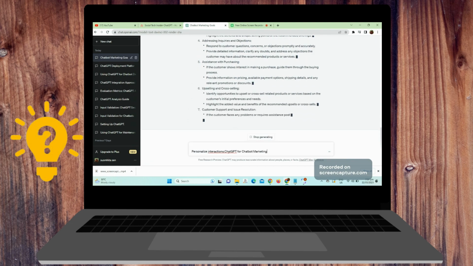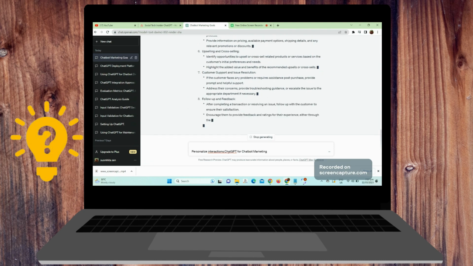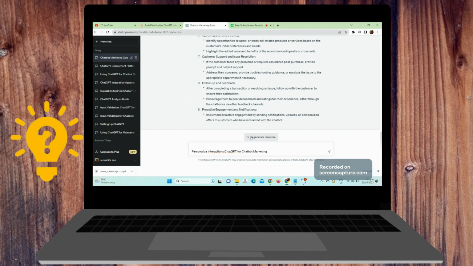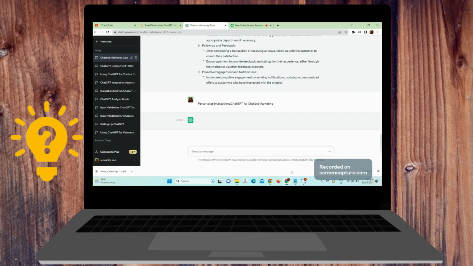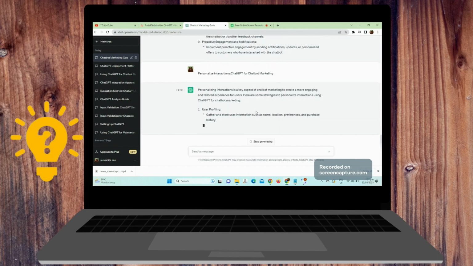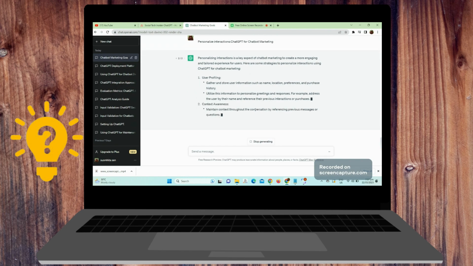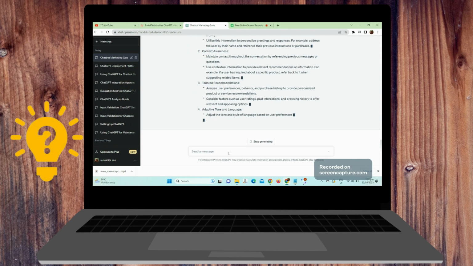Fourth is capture lead and user information. Design the chatbot to capture user information and leads when appropriate, ensuring transparency and obtaining necessary consent.